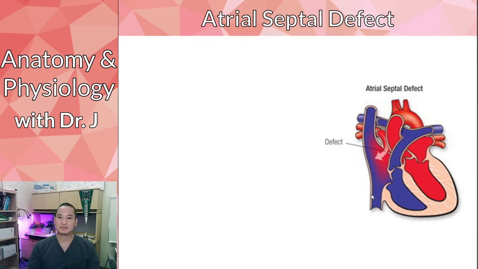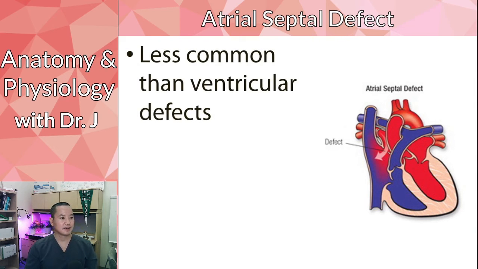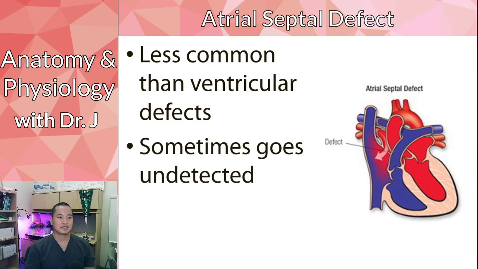Okay, so atrium. So we have an interventricular septum. We also have an interatrial septum. So then we have atrial defects, which are less common than ventricular defects. The interesting thing is that the atria do contract, but they don't generate as much pressure as the ventricles. And if you look at the walls of the atria, they don't have as much muscle compared to the ventricular walls. So the interesting thing about these atrial septal defects is that sometimes they go undetected.